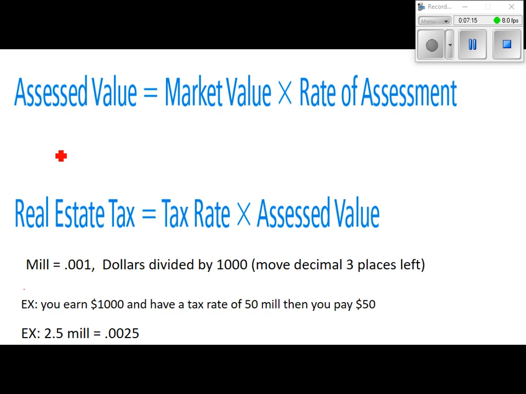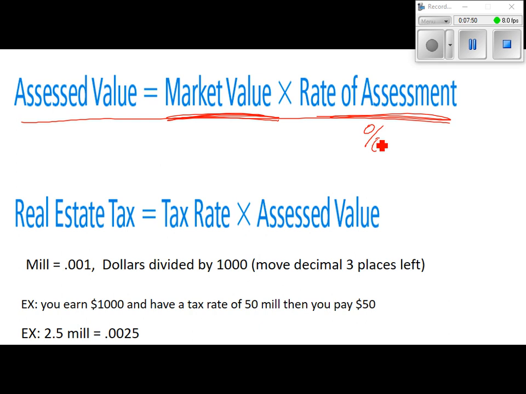These are the two formulas that we're going to use. The assessed value is the market value times the rate of assessment. So if you know the market value, what the house could be sold at, then you multiply it by some percent that is the set percent for that certain county or city, and that's going to give you your assessed value.